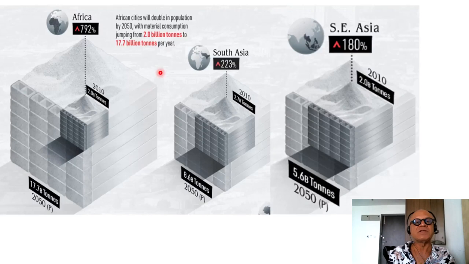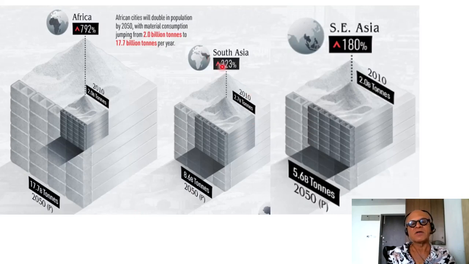African cities will double in population by 2050, so that's the population center I was talking about, with material consumption jumping from 2 billion tons to 17.7 billion tons as projected by 2050. So here in 2010 it's around 2 billion. The growth of material consumption is more than 792% to 17.7 billion projected for 2050.